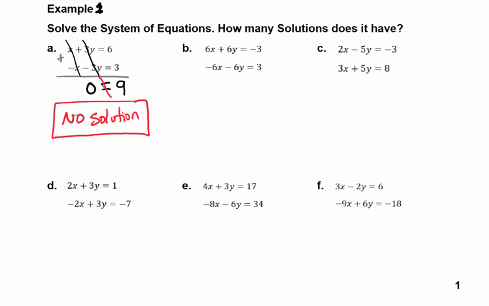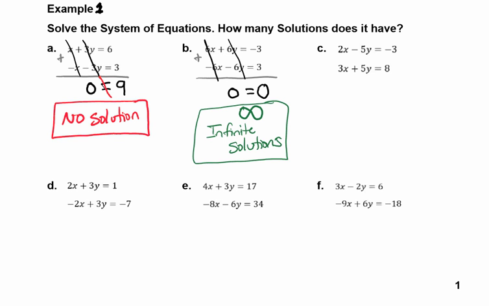Let's take a look at letter B. Here we have 6x plus 6y equals negative 3, and we have negative 6x minus 6y equals 3. We have matching opposites for the x's, so we can go straight into adding these. When we do so, the x's cancel out, but so do the y's. And that leaves us with 0 equals 0. So again, we have a number equaling a number, so we need to ask ourselves if that's true. Is it true that 0 equals 0? And the answer is yes. And so here we have infinite solutions.